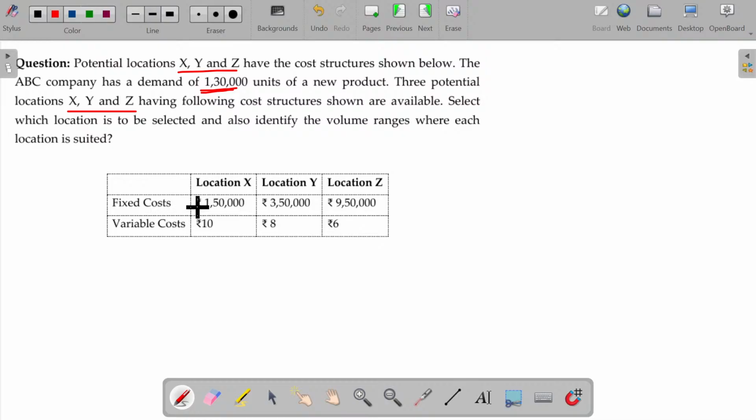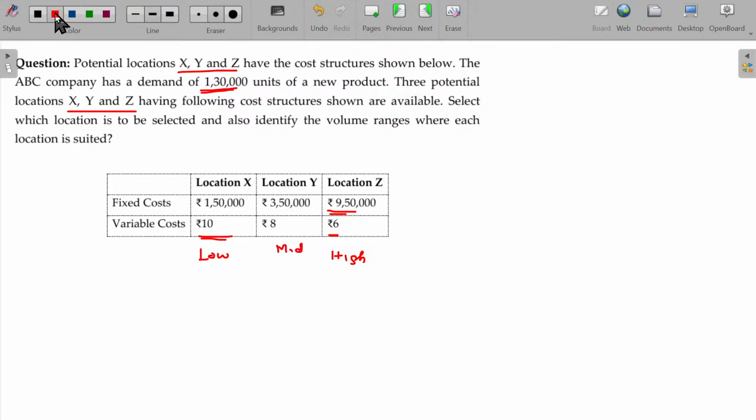You know that lower fixed cost with higher variable cost will be suitable for low demand. Higher fixed cost with low variable cost will be suitable for high demand. This will be suitable for mid-range. Anyhow, we can find out the indifference point to get the answer comfortably. Let me do the sequencing this way: lowest fixed cost to highest fixed cost sequence.